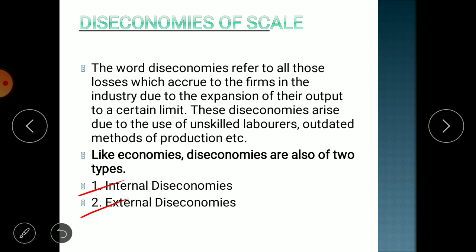of scale. One more difference between internal and external diseconomies is that internal diseconomies are related to a single firm, one firm only. Why? Because the reason is within the organization. Whereas external diseconomies are related to each and every firm within an industry. Why? Because the reason for the cost increase is outside the organization, within the industry. That is why each of the firms will suffer from external diseconomies of scale.